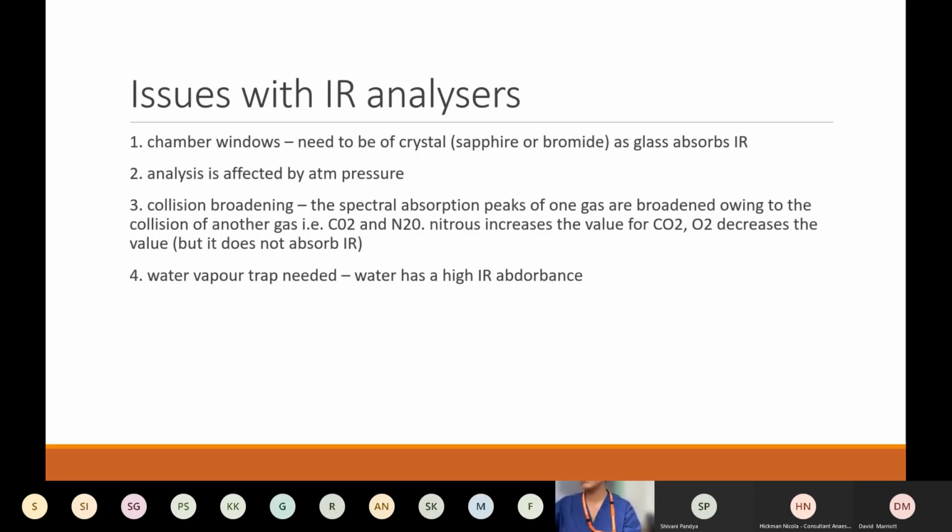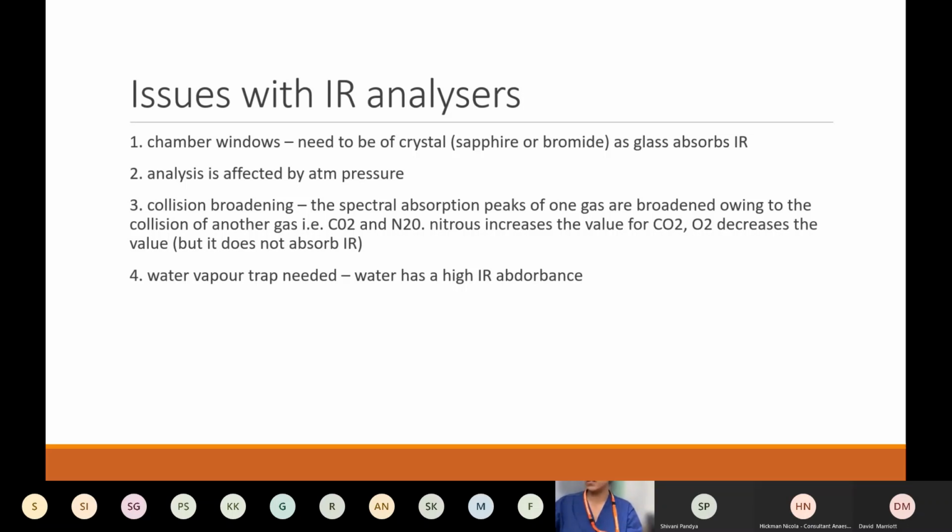There is a concept of collision broadening, which is where the absorption peaks that I showed you on the graph two slides ago of one gas are broadened because of a collision with another gas. For instance, carbon dioxide and nitrous oxide. Nitrous oxide increases the value for carbon dioxide. So if you've got 70% nitrous in a solution, it is said that it increases the carbon dioxide by about 10%. Oxygen decreases the value, but it doesn't absorb infrared, so I'm not entirely sure why.